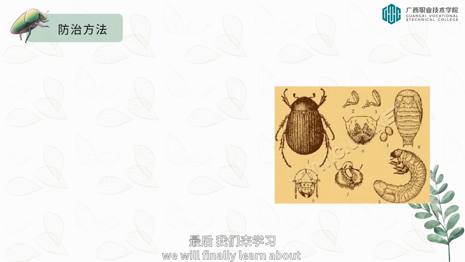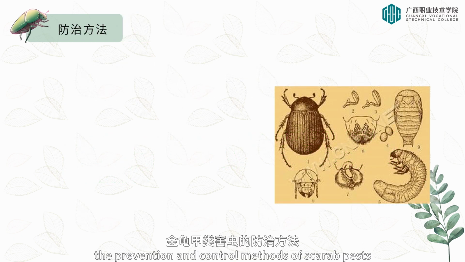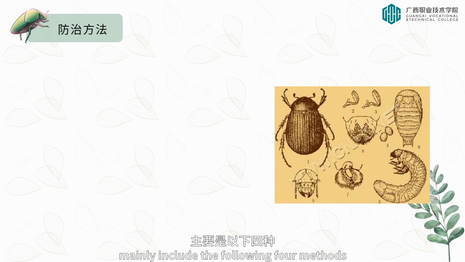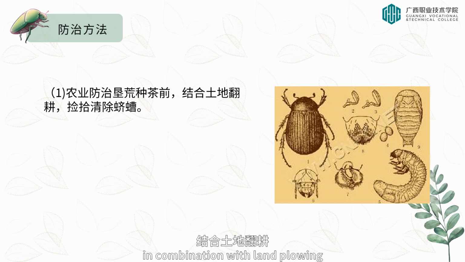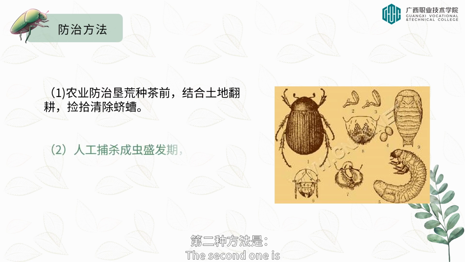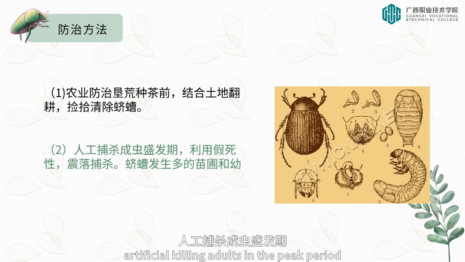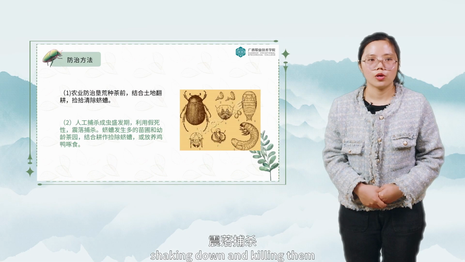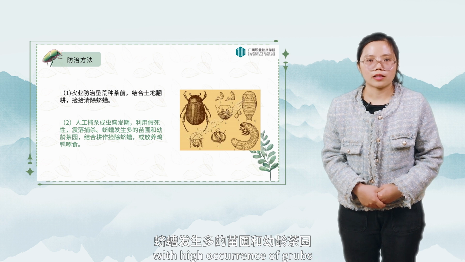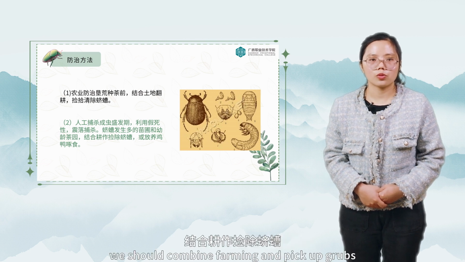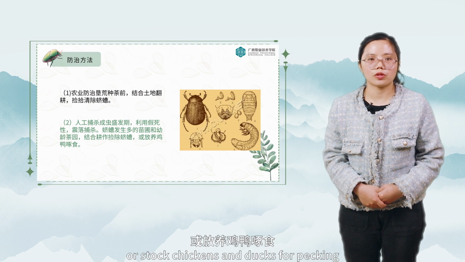We will finally learn about the prevention and control methods of scarab pests. The prevention and control methods mainly include the following 4 methods. The first one is agricultural prevention and control: cultivate tea in combination with land plowing, picking up and removing grubs. The second one is artificially killing adults in the peak period, using artificial shaking down and killing them. In nurseries and young tea gardens with high occurrence of grubs, we should combine farming and picking up grubs, or stock chickens and ducks for pecking.